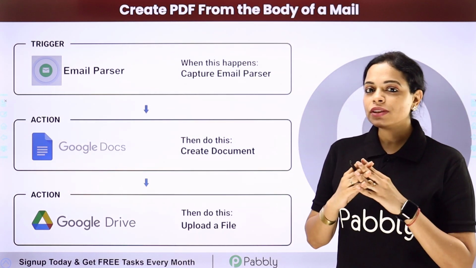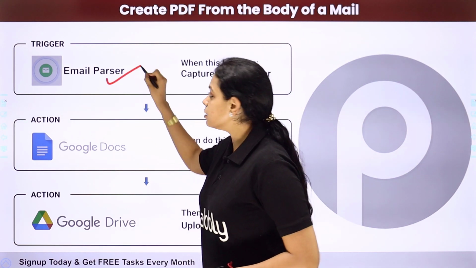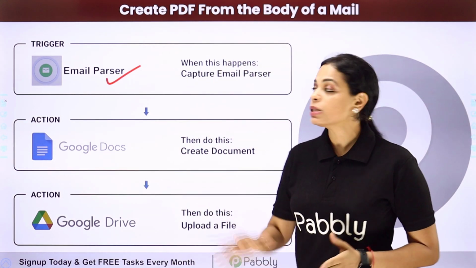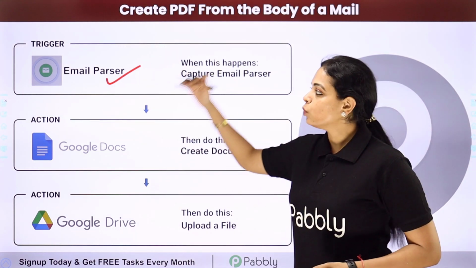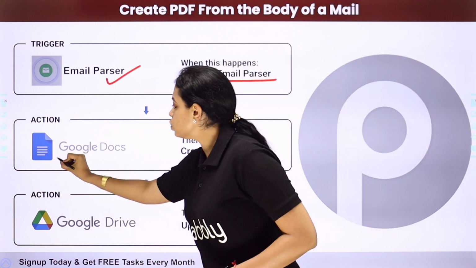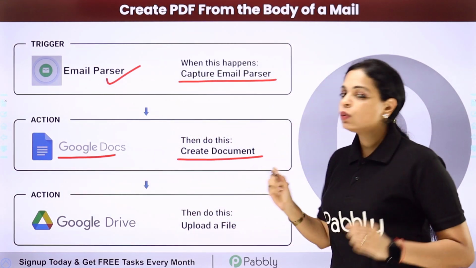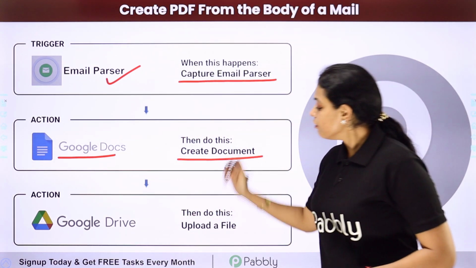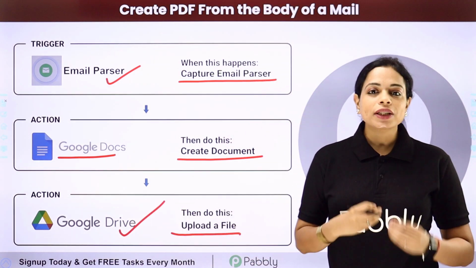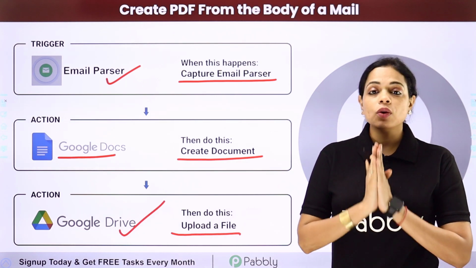For this, we are going to use a feature by Pabbly, which is Email Parser, that helps you in forwarding all the mails to a particular email address provided by it. Once you have captured the email parser, with the help of Google Documents you will be creating a document where the template is already there, and finally you will upload a file in your Google Drive which is in PDF format. Now how can that be done?